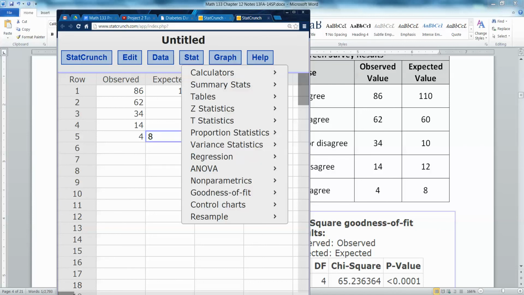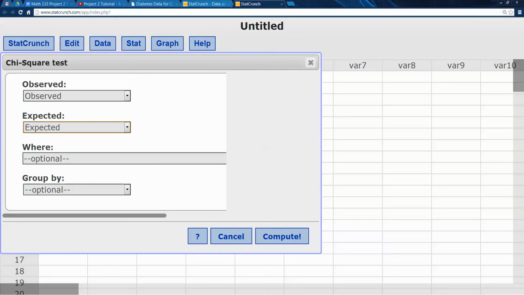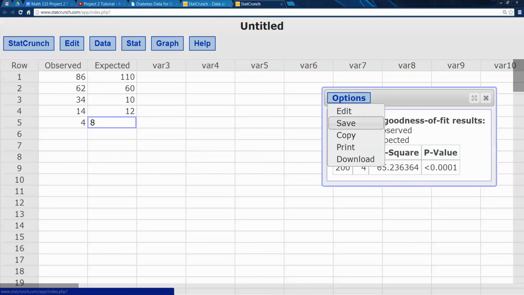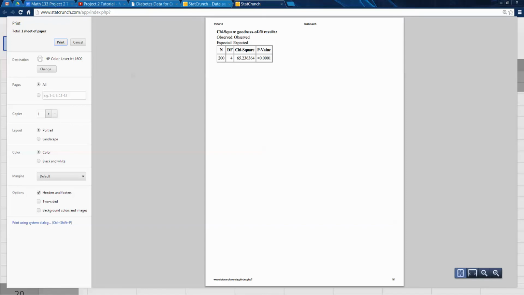All right, so let me go back to Stat. I want goodness of fit. I'm going to do a chi-square test. It's going to ask you where's your observed, which for me was observed. Expected was expected. Let me make this bigger so you can see it. And then I click compute. And there it is. It figures it all out for me. Nothing to it. And if I wanted to print this, I could just click print, and it would show up and I could print it as a sheet.